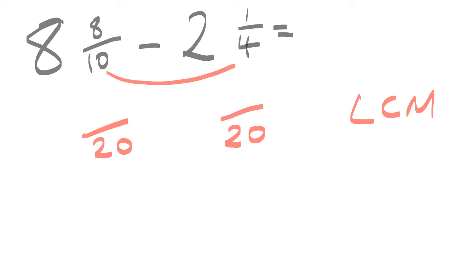4 goes into 20 and 10 goes into 20. 4 goes into 20 five times, so 4 times 5 equals 20. Whatever you do to the bottom, you've got to do to the top. So 1 times 5. So there's your equivalent fraction. 10 goes into 20 twice, doesn't it? So 10 times 2, which is the 20 there, and 8 times 2, which is 16.